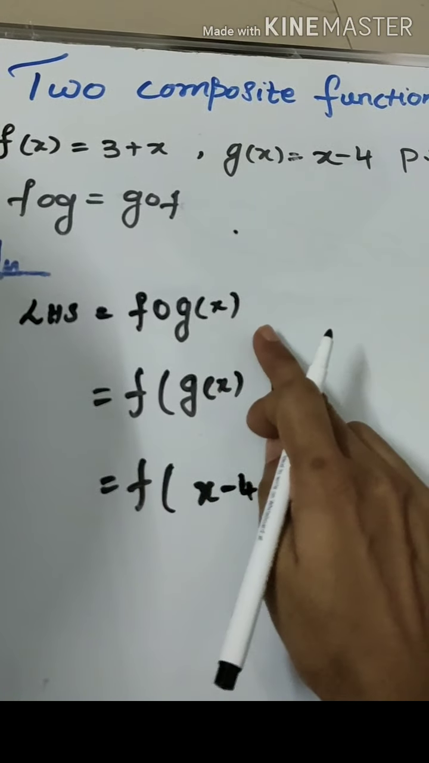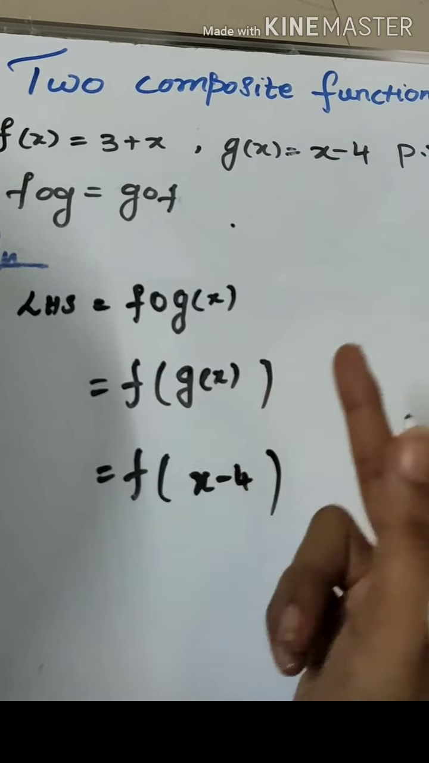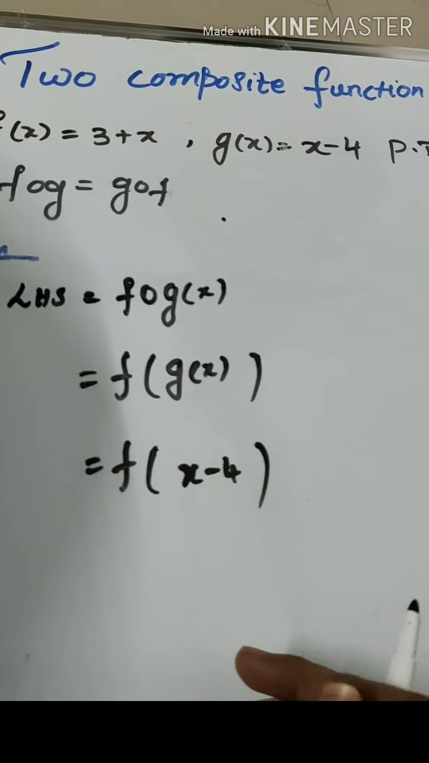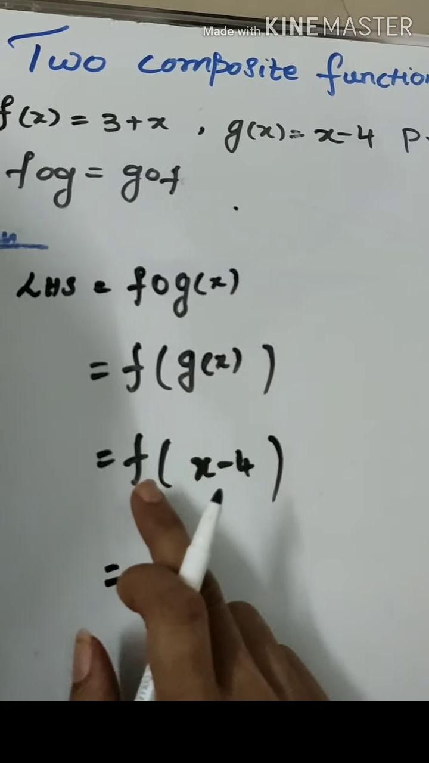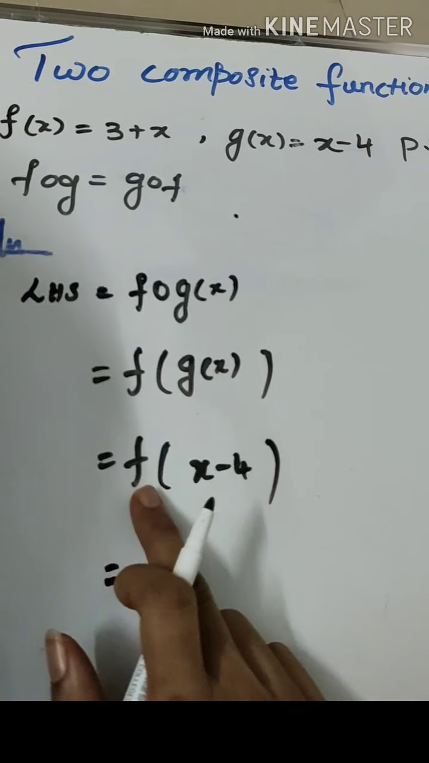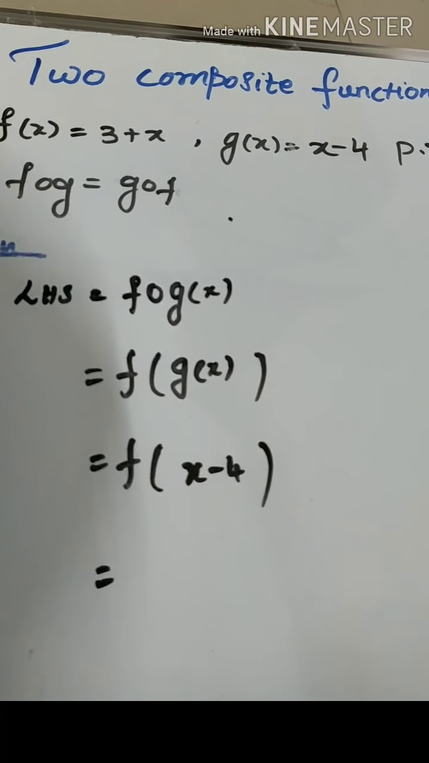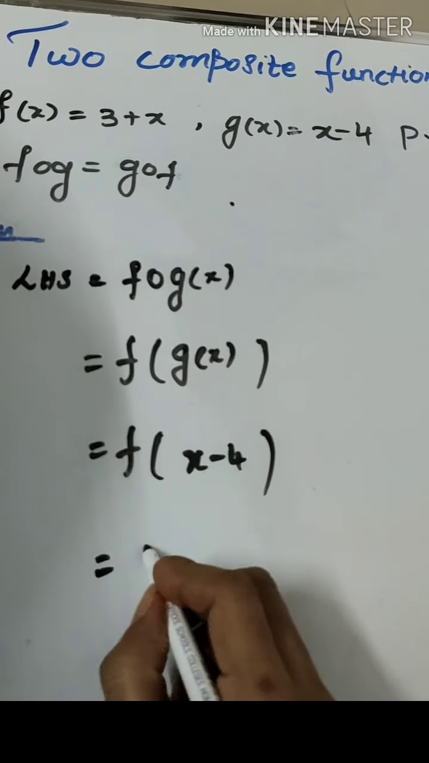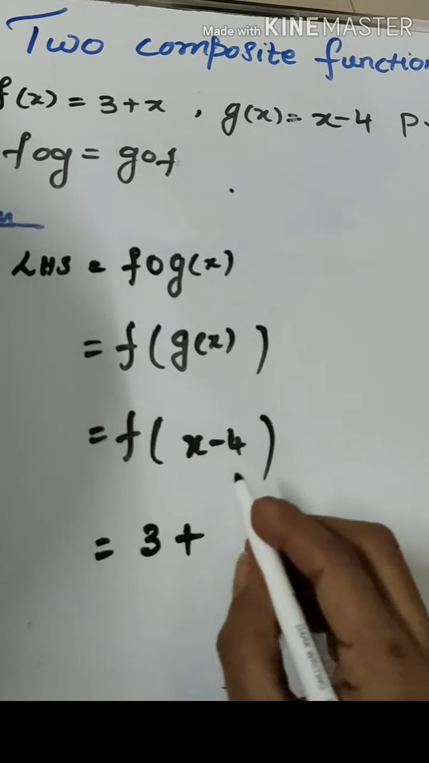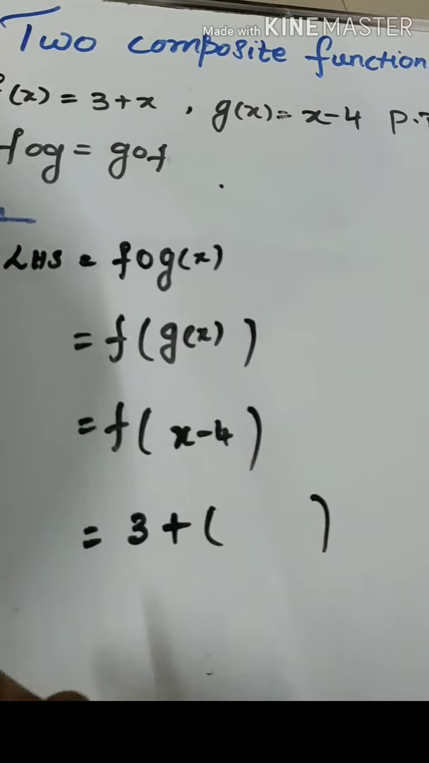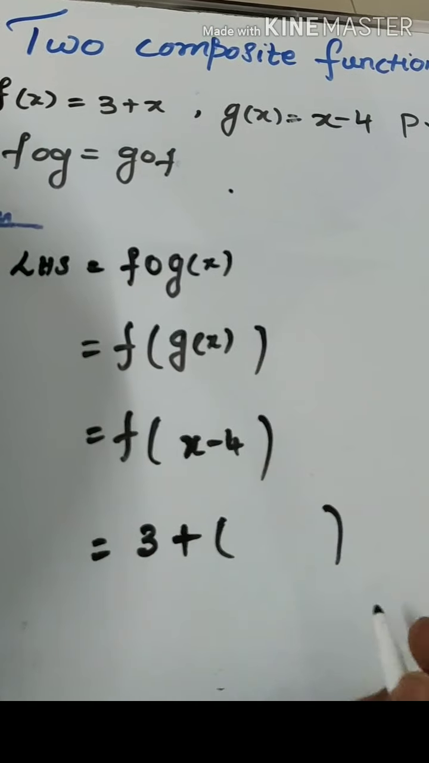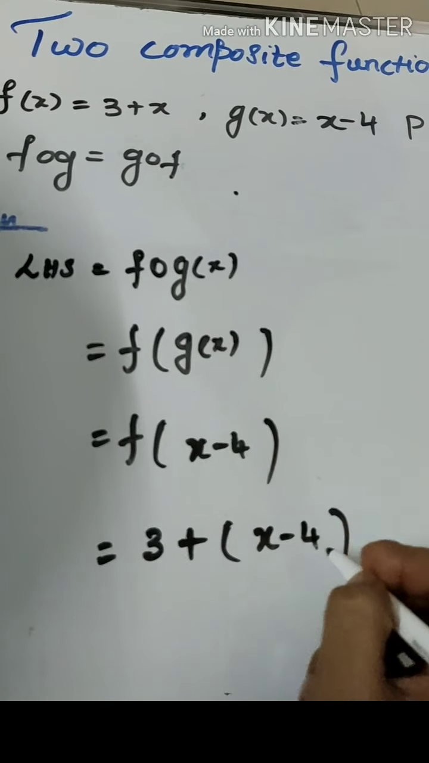In the first step, I am adding x. Next, I am cancelling the composite function. And third, I am giving the inside function value, that is whatever we have assigned in the given question. And next, we have to look through the outside function. What is that outside function? f of x. In the outside function, they have given 3 plus x. When you are writing the outside function, wherever x occurs, instead of x you have to give the bracket. In this bracket, you write the above function. What is that? x minus 4.